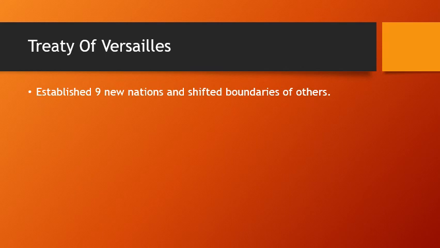So all these new countries were created as a result of the Treaty of Versailles. Again, Austria and Hungary are now made two separate countries. Czechoslovakia, Yugoslavia, Finland, Latvia, Lithuania, Estonia, and Poland. So it drastically changes the political geography of Europe, and ultimately is going to play a big role in what leads us to the Second World War 20 years later.